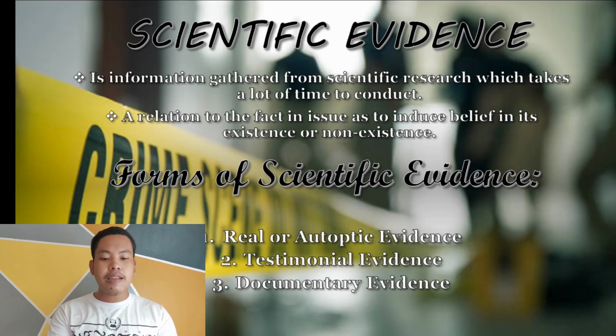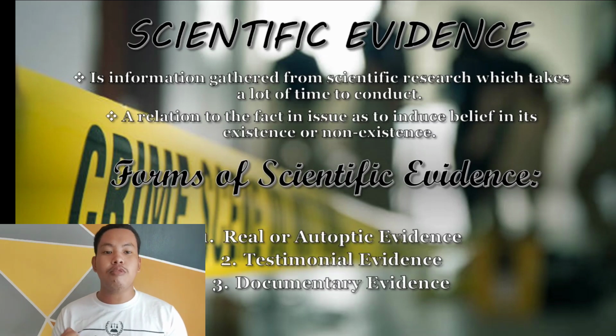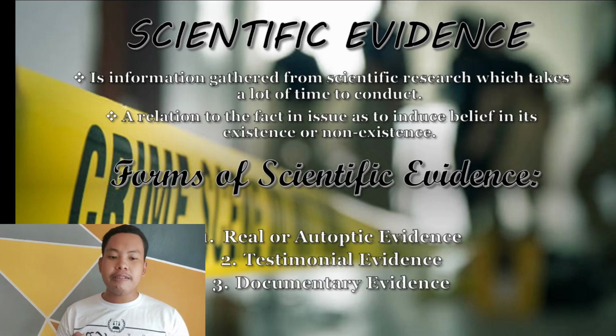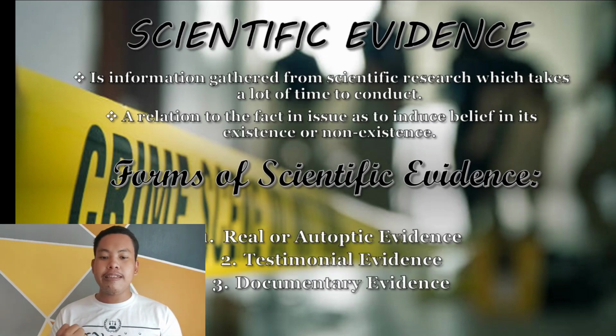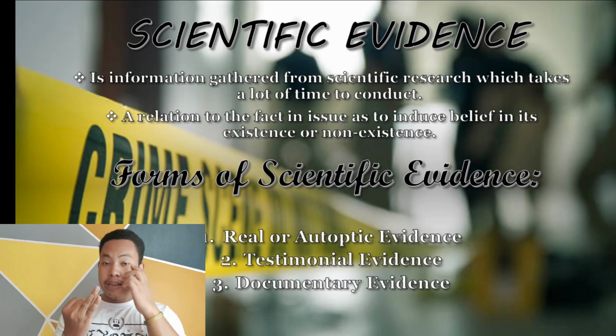A real or autoptic evidence is a physical evidence that can be seen and inspected through the jury's own eyes. These evidences have probative value but do not play a direct role to prove or clarify the subject matter in question. Examples of it are weapons that were found and used in a crime, like a knife, gun, and etc.